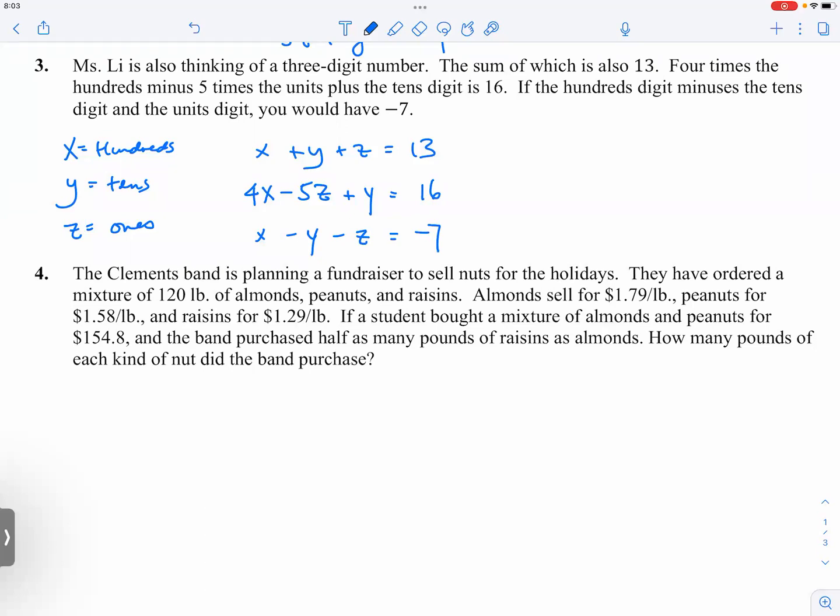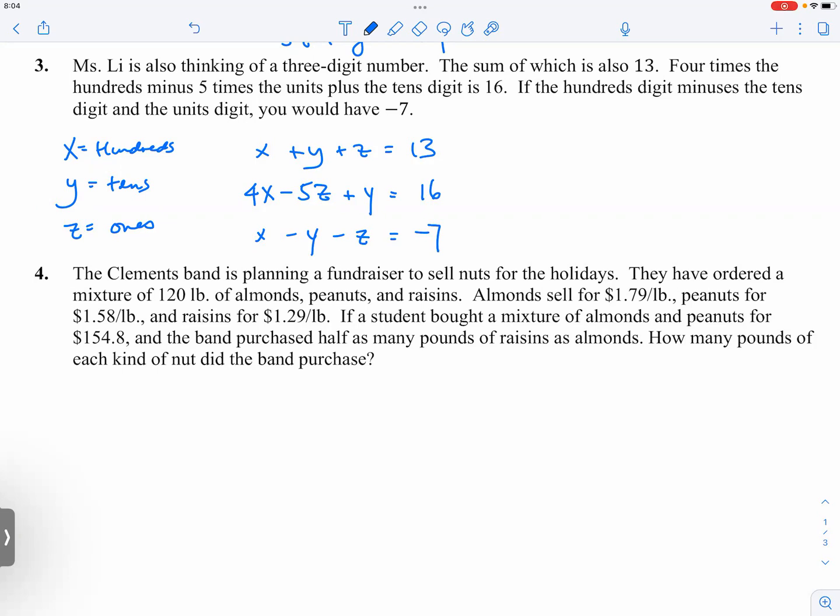If a student bought a mixture of almonds and peanuts for a total of $154.80, and the band purchased half as many pounds of raisins as almonds, how many pounds of each kind of nut did the band purchase?